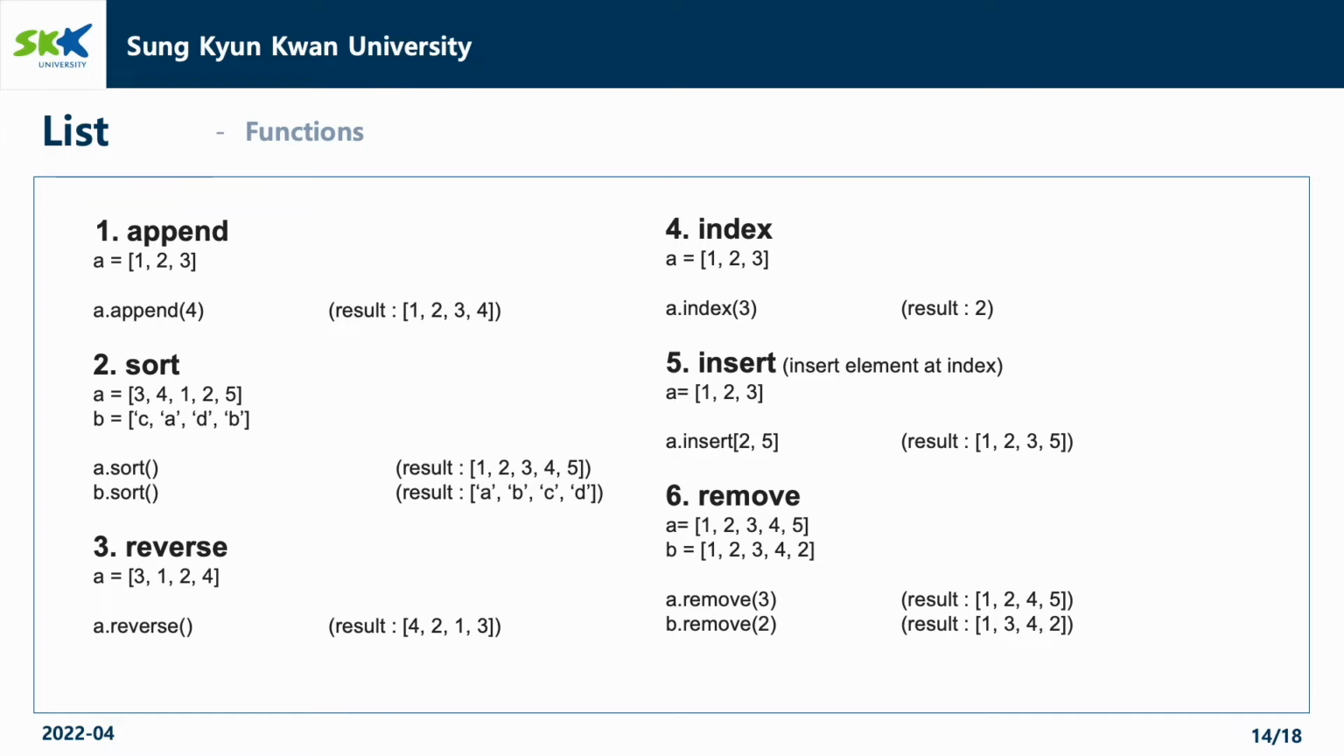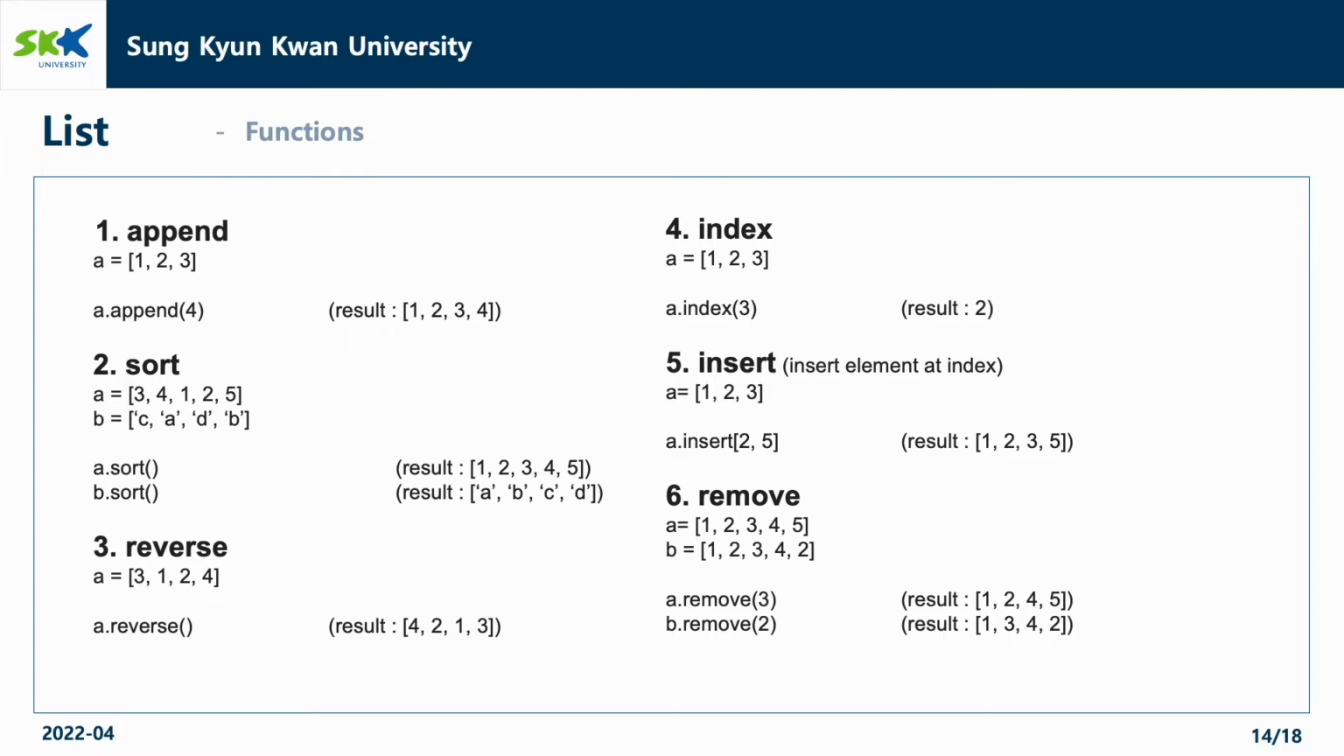Python's list data type has various functions. The append function adds a value to the list. The sort function and reverse function sort and reverse the list. You can use the index function to find out where the values are in the list.